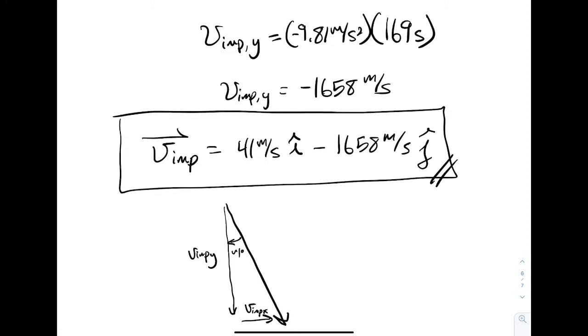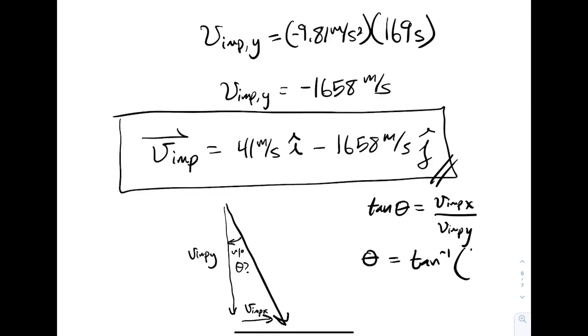How would you get this angle? Well, you just do tangent. Tangent of theta is equal to V impact x, the opposite, over V impact y, the adjacent. Then you would do the inverse tangent of both sides to get theta. And we could go ahead and put in the 41 meters per second and the 1658 meters per second. And that's going to give us approximately 1 degree. Very small.